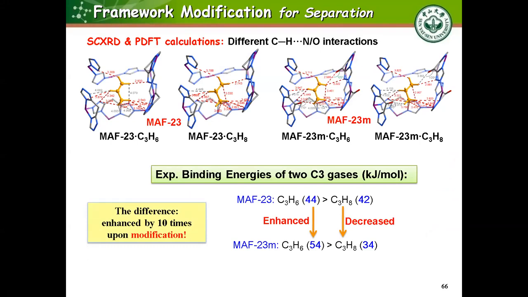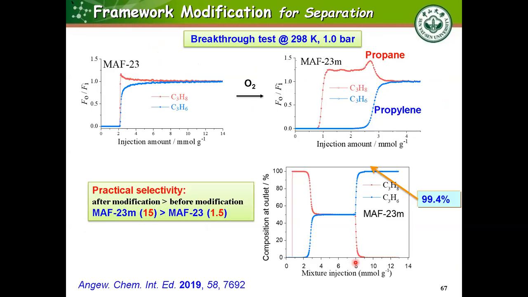Therefore, the modified MAF-23M has a significant difference in non-classical hydrogen bonding interaction with propane and propylene, which has been confirmed by both single crystallography and DFT calculations. Very significantly, the difference in the experimental binding energy for the two C3 molecules was increased by 10 times upon the modification. As we can see from the breakthrough curves, propane and propylene cannot be separated at all with an unmodified MAF-23 column. In contrast, they can be nicely separated with the modified MAF-23M to give a purity of 99.4% propylene. The practical selectivity was increased by 10 times with the modification.